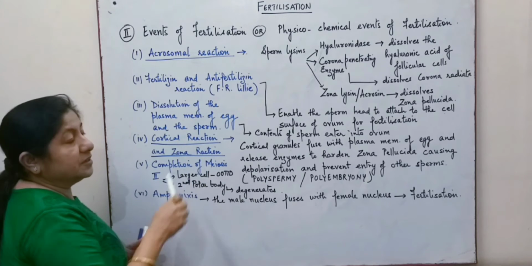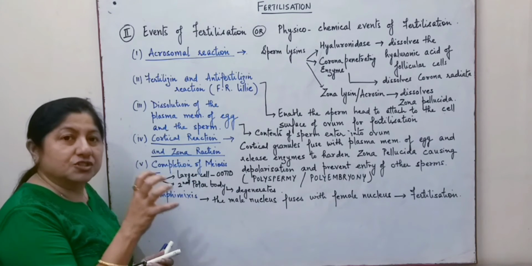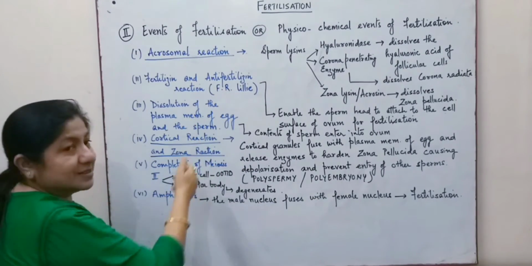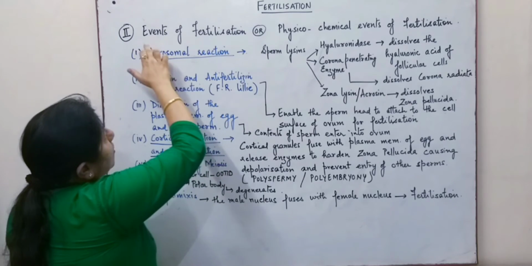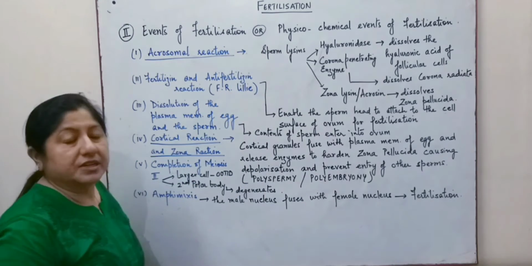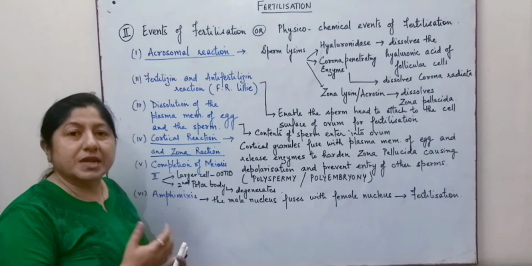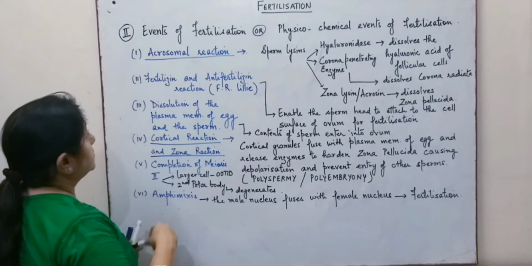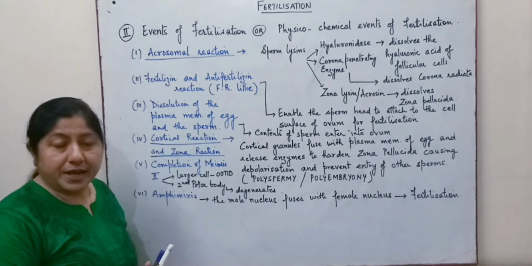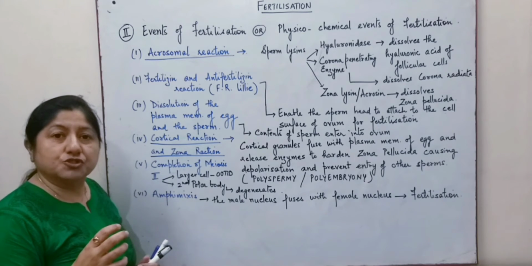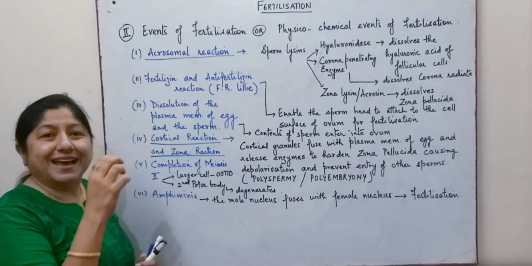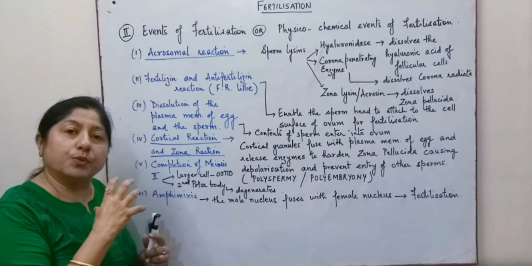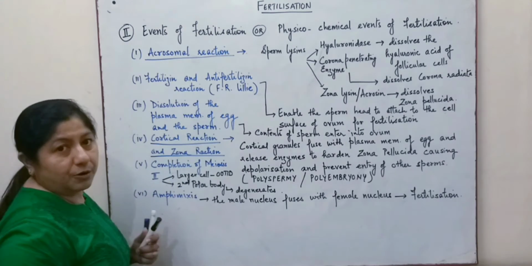Now, after the sperm reaches the ovum, the following events occur in a series, and we call all these events the physico-chemical events of fertilization, because they involve many physical and chemical changes. We'll be discussing them one by one. The first is the acrosomal reaction. We have studied the structure of the sperm, where the head has the acrosome carrying certain enzymes, and these enzymes play a very important role in bringing about fertilization.